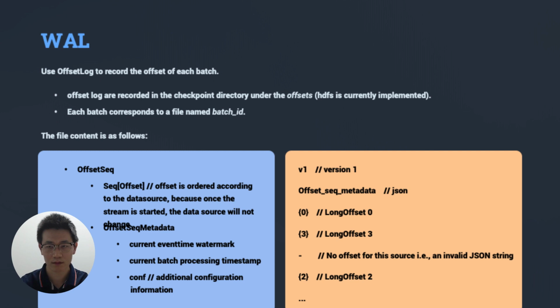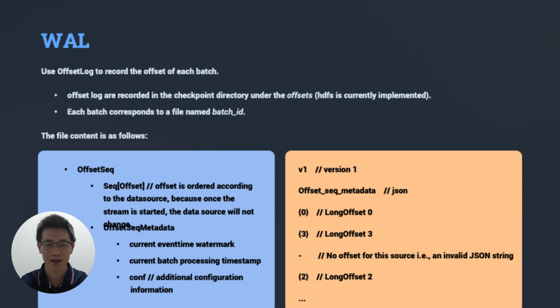So, what does WAL specifically do? It mainly records the offset corresponding to your data source and accumulates other data. For example, where is the offset currently? And it stores this in the HDFS under a checkpoints directory, which you can configure.